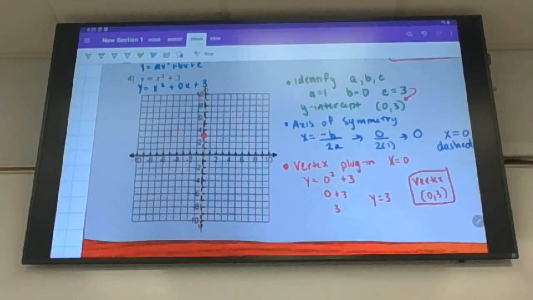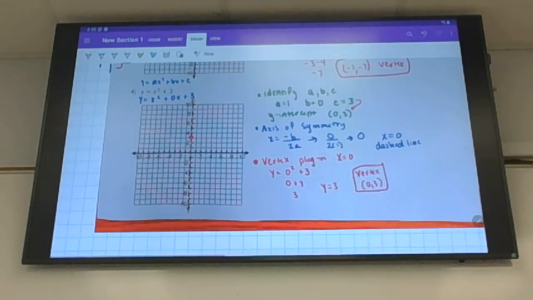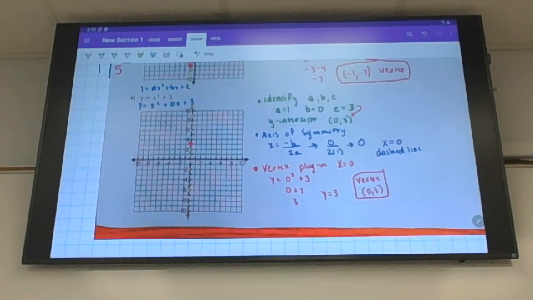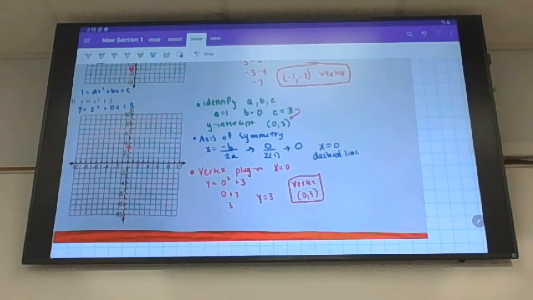All right, and the last bullet point is to make a table. Yeah, you said this is the confusing part, right? No, it's not. So for the table, I put the vertex in the middle. I need 2 points to the left of the dashed line and 2 points to the right.